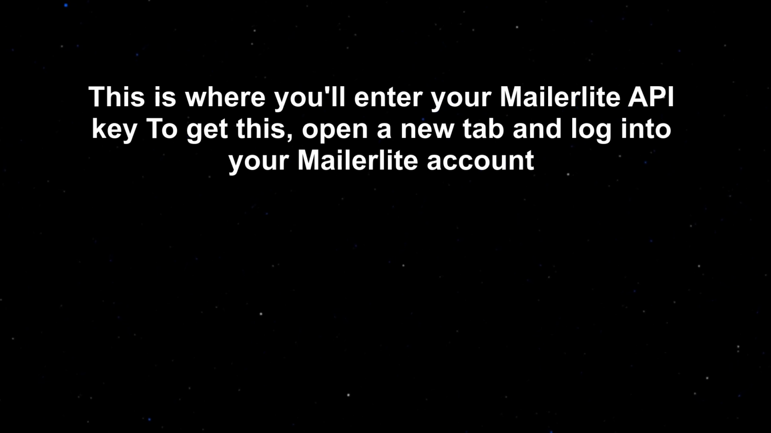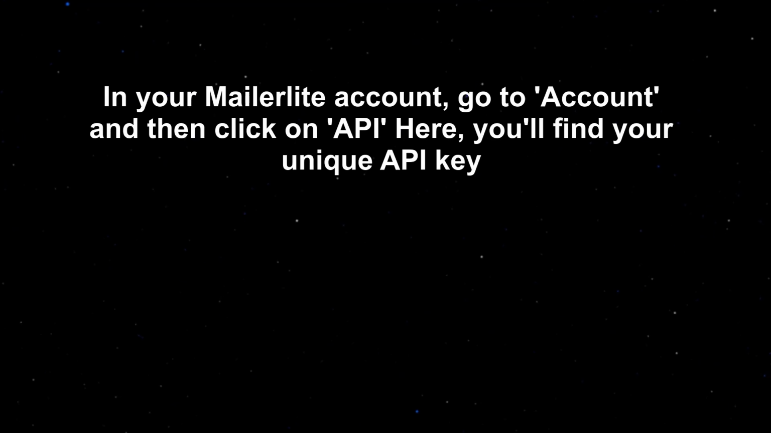To get this, open a new tab and log into your Mailerlite account. In your Mailerlite account, go to Account and then click on API. Here, you'll find your unique API key. Copy this API key. Be sure to keep it safe.